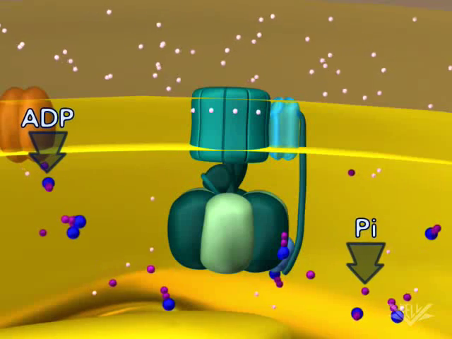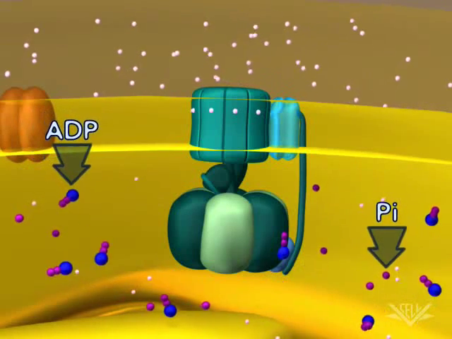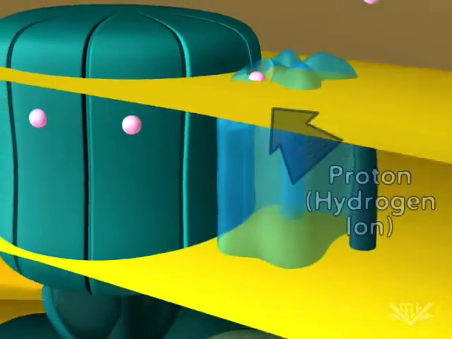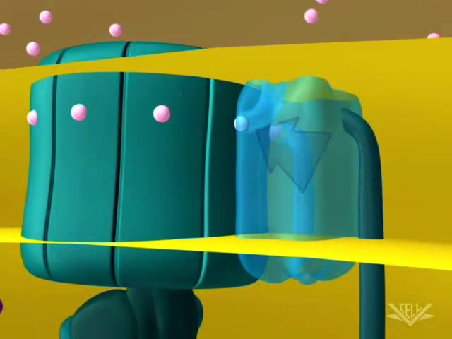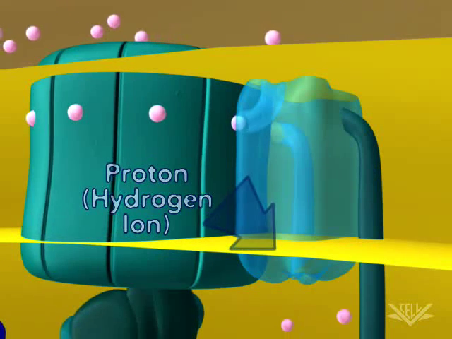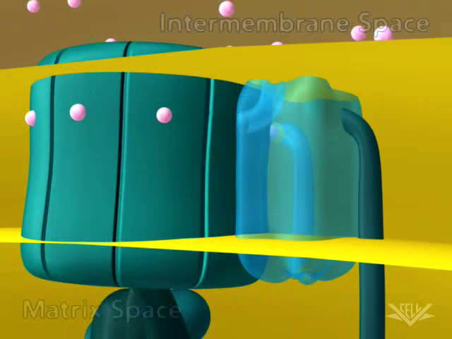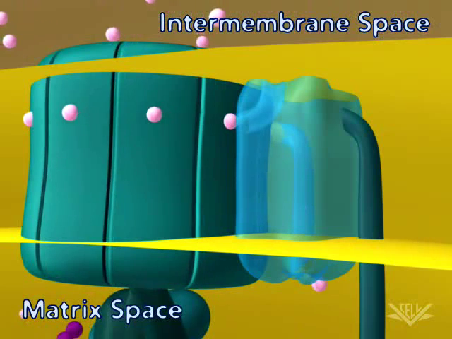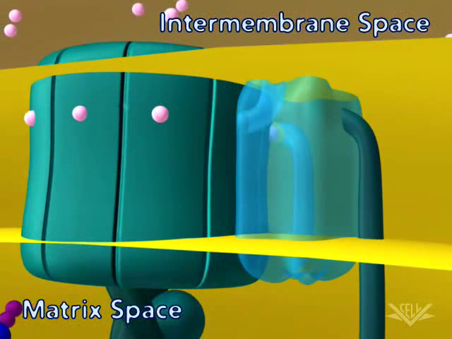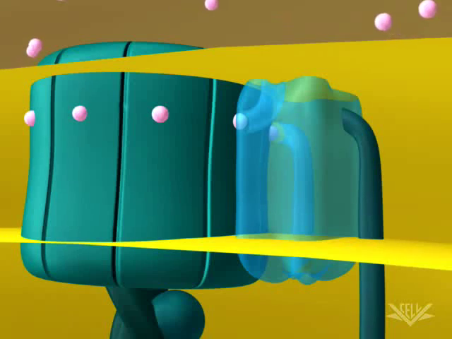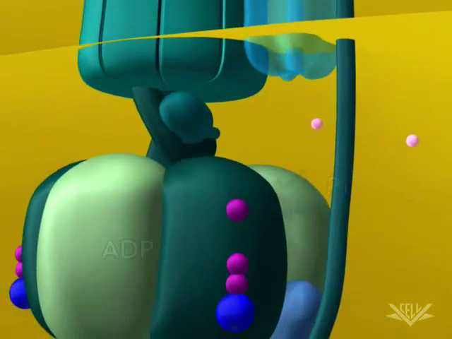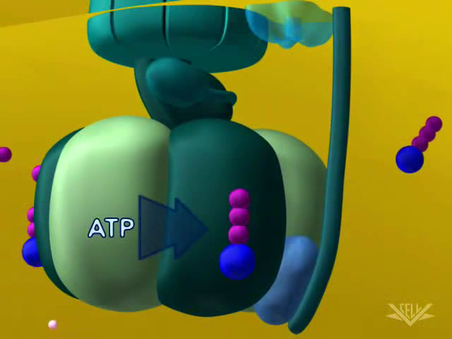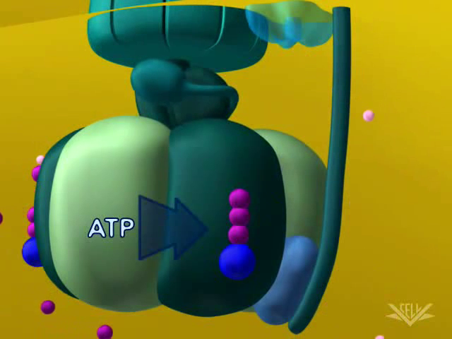The energy associated with this gradient is used to synthesize ATP from ADP and Pi. This occurs at the ATP synthase complex. One hydrogen ion enters the ATP synthase complex from the intermembrane space, and a second hydrogen ion leaves it on the matrix side. The upper part of the ATP synthase complex rotates when a new hydrogen ion enters. Once 3 protons have entered the matrix space, there is enough energy in the ATP synthase complex to synthesize 1 ATP. In this way, the energy in the hydrogen ion gradient is used to make ATP.